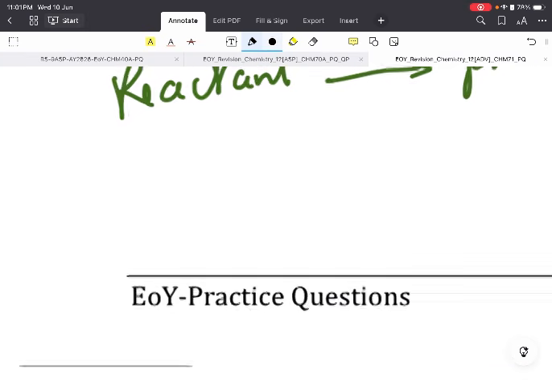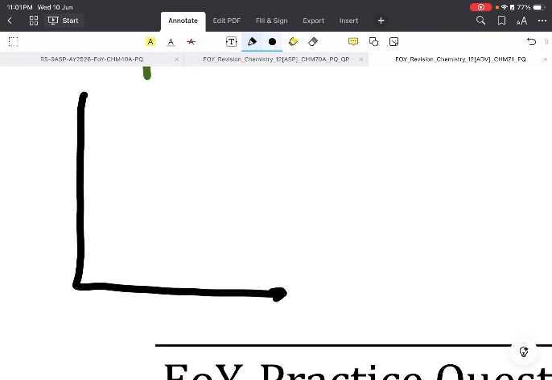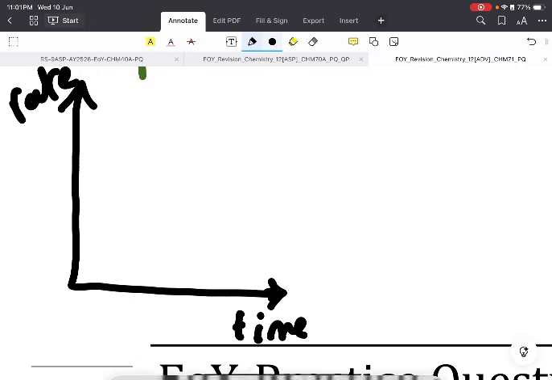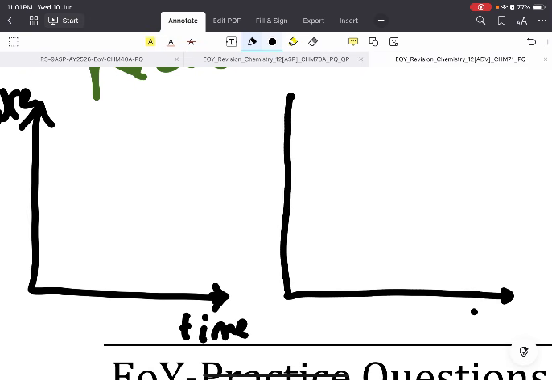In a state of dynamic equilibrium, we usually have two graphs. A graph for rate and another graph for concentration.